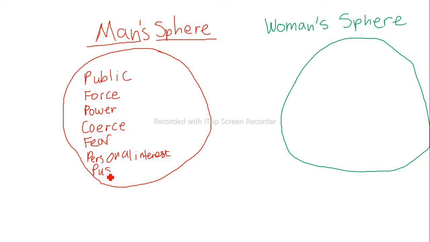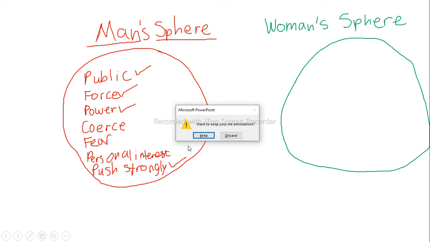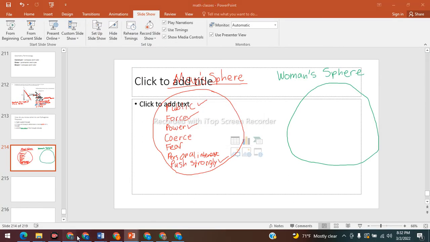So she's saying that for a man, right? Let's push strongly. For a man, it's okay if he interacts in public. It's okay if he forcefully presents his idea. It's okay if he uses power and drive and coercion. She's saying that he could do all of that, right? He could do all of that.